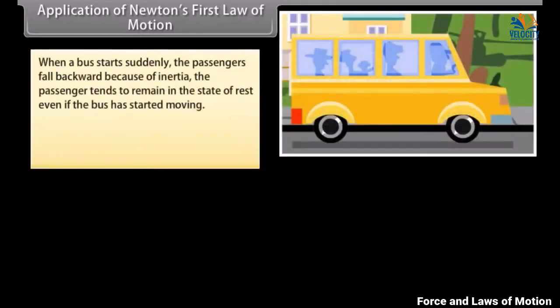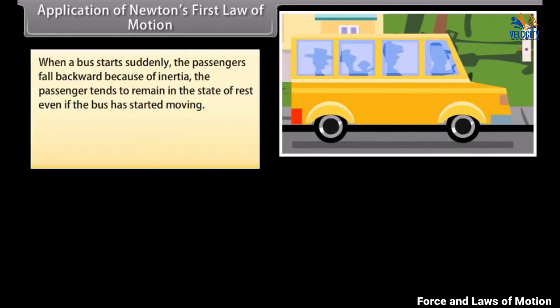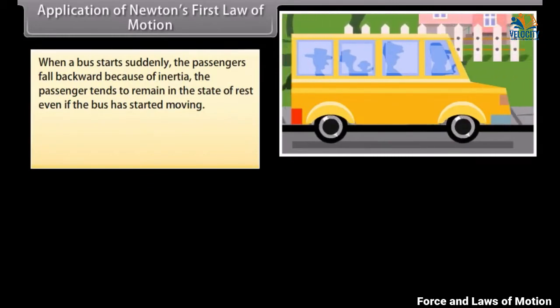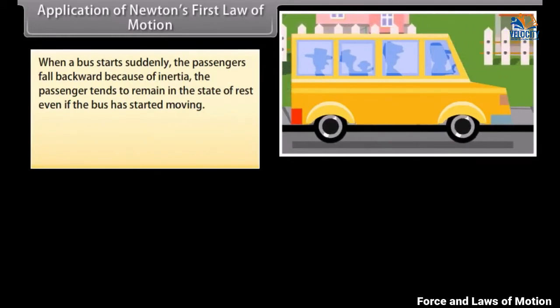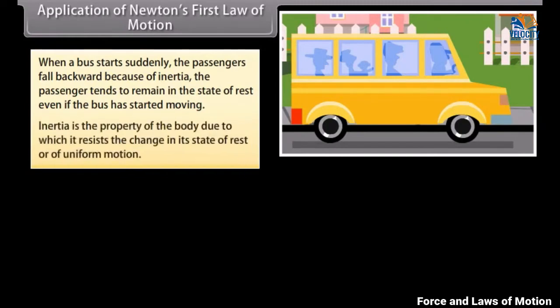Application of Newton's first law of motion. When a bus starts suddenly, the passengers fall backward because of inertia. The passenger tends to remain in the state of rest even if the bus has started moving. Inertia is the property of the body due to which it resists the change in its state of rest or of uniform motion.